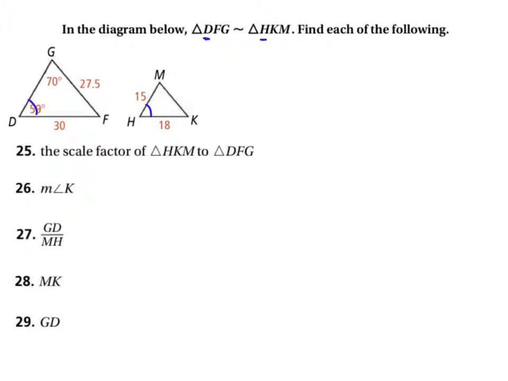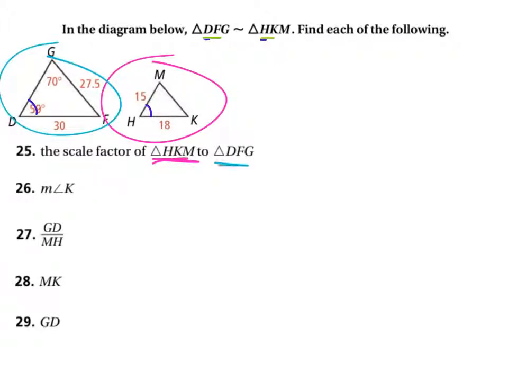And also, in that same vein, we've got the first two letters of DF, so we know that that side is going to correspond with side HK. And in fact, we will then have the ability to write a scale factor, because we can match the vertices and then the corresponding sides. So the first one says the scale factor of HKM to DFG. Notice that they're actually listing the small one first, HKM. So they want us to go small to big, okay? So we just need to be careful about that and see which direction we're going.